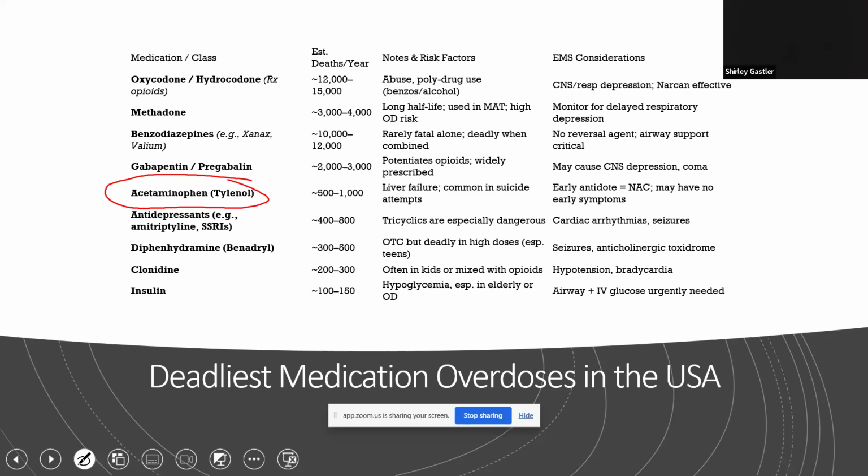So I would be aggressive on these, and a lot of times they end up intubated on ventilators for days and a week or two just until they can metabolize them, because if they've got such a massive dose, they don't metabolize very fast either.